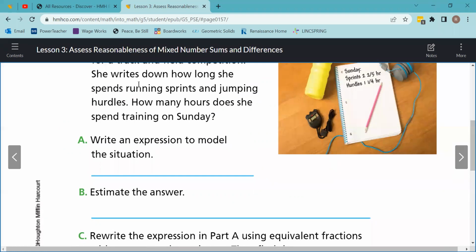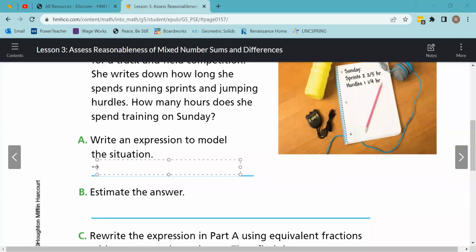The very first thing, write an expression to model. So okay, I'm going to do my best here. It is not easy on the computer. 2 2/5 plus 1 1/4. And they just want the expression there. So that's literally all we're doing. 2 2/5 plus 1 1/4.